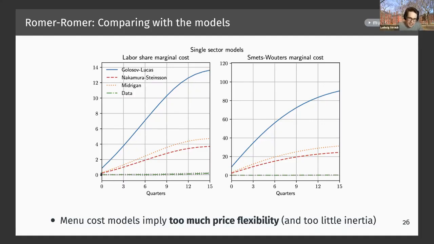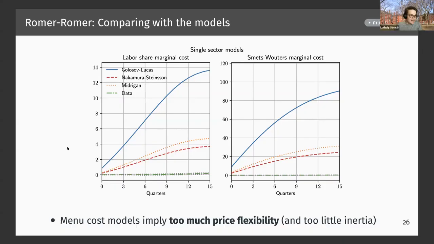What you see is that these models, especially the Golosov-Lucas model, but also the other two models, imply a far greater price level response than what we have in the data. The data is the green line squished towards 0 at the bottom, which is much, much smaller than what we get from menu cost models. Note also that these models predict a much too fast increase of the price level. There's no inaction for 6 quarters or so.